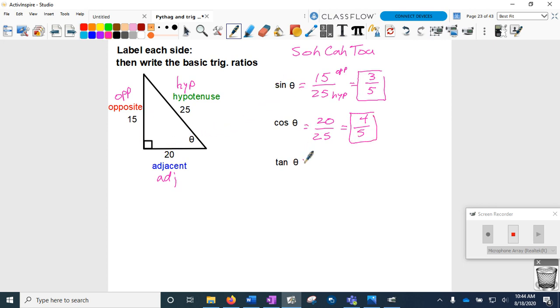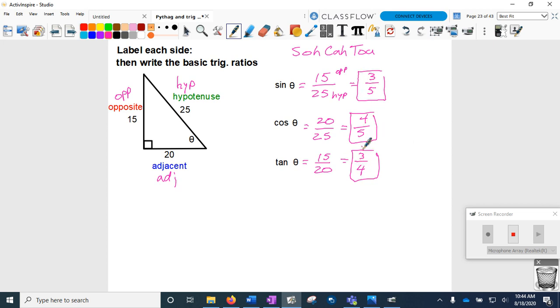All right. Now this last one. Remember, we're not going to say tan. We're going to say tangent. So tangent for this, again, we go to our magic word. Tangent is opposite over adjacent. Opposite was 15. Adjacent was 20. Okay, and again, reduce it. Again, 5 goes into both of those. 3 over 4. Okay, and that's what you're going to write in those different boxes on your assignment.